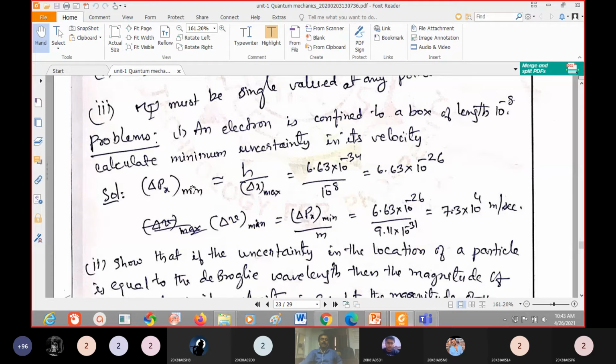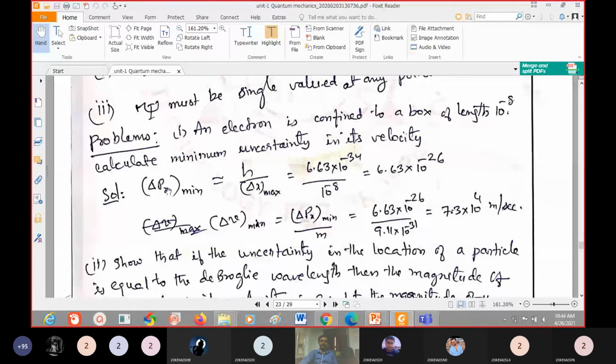For finding the velocity, we need momentum, since there is a relation between velocity and momentum. So we have to find the uncertainty in momentum, delta px. They ask for the minimum, so delta px will be minimum when the uncertainty in position is maximum. The maximum position is the length of the box, it cannot go more than that. So delta x equals 10 to the power of minus 8, the length of the box.